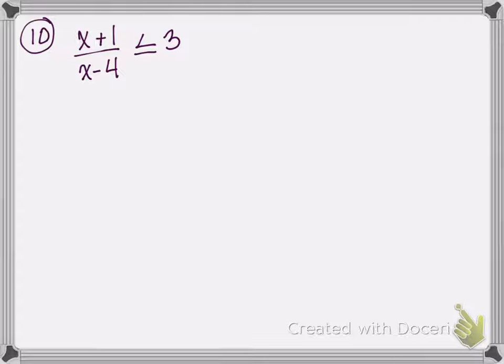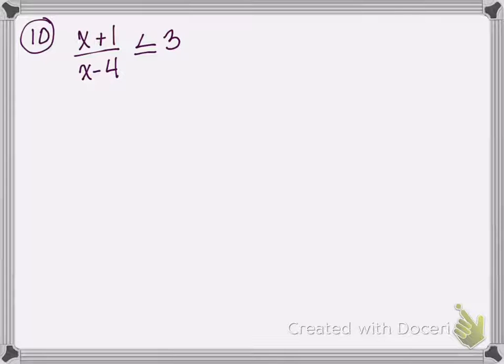Okay, this is number 10 from our review. What number 10 is asking us to do is solve a rational inequality. It is (x + 1)/(x - 4) is less than or equal to 3. So the first thing that we're going to do here is go ahead and solve it. That's going to give us one of our critical values.